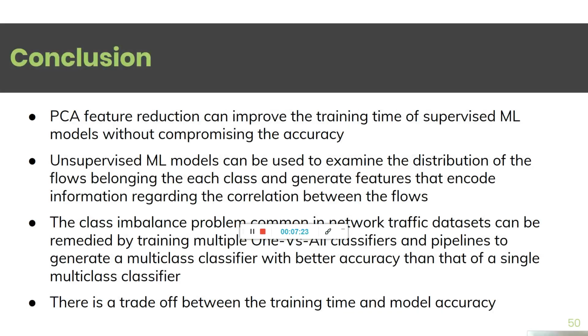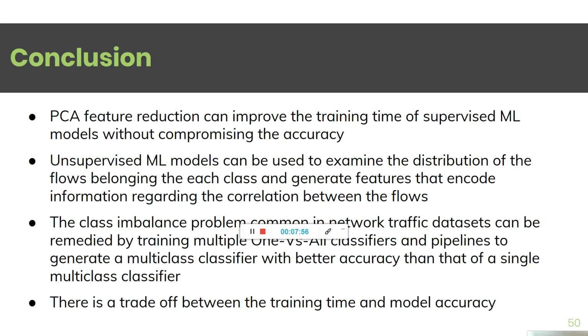So in conclusion, PCA feature reduction can improve the training time of supervised machine learning models without compromising the accuracy. Feature reduction techniques are useful, and PCA is one of the most common ones used for data visualization, as we saw here, for improving the training time, and for summarizing the information of high dimensional data into fewer dimensions that are easier to work with.